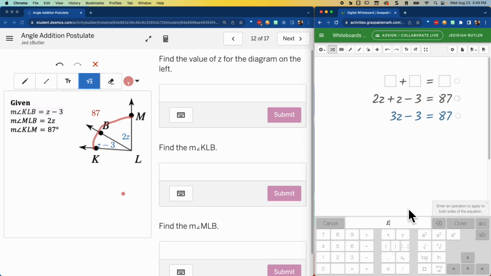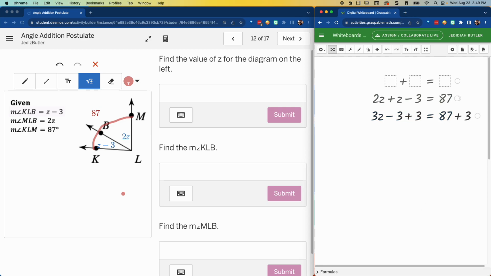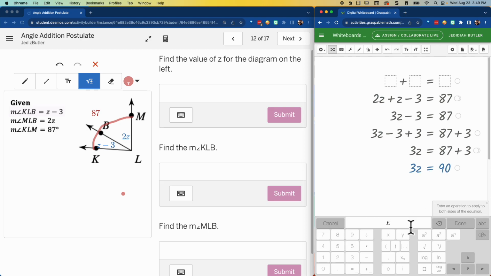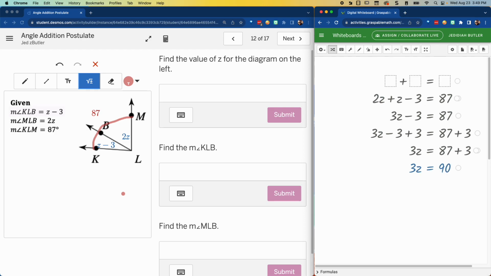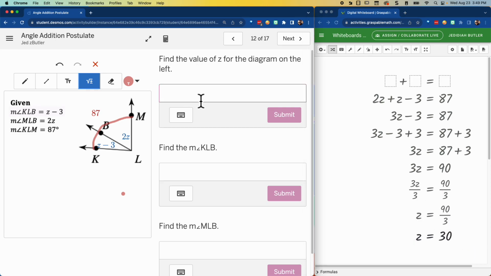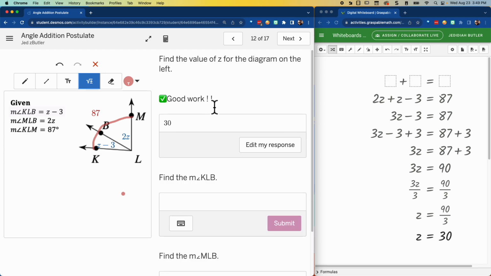Now I can start combining like terms. I could add 3 to both sides. If I click on equals and click add 3, then I have 3 times z equals 90. So I'm going to click equals and divide by 3 on both sides. And that gives me that z equals 30. So z equals 30. Double check it. Good work. Okay, so z equals 30.